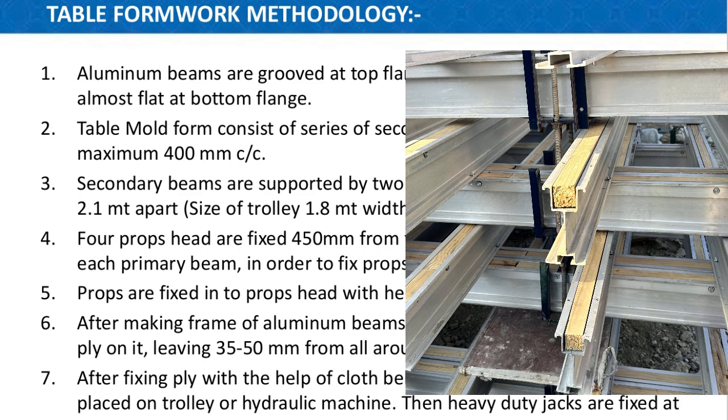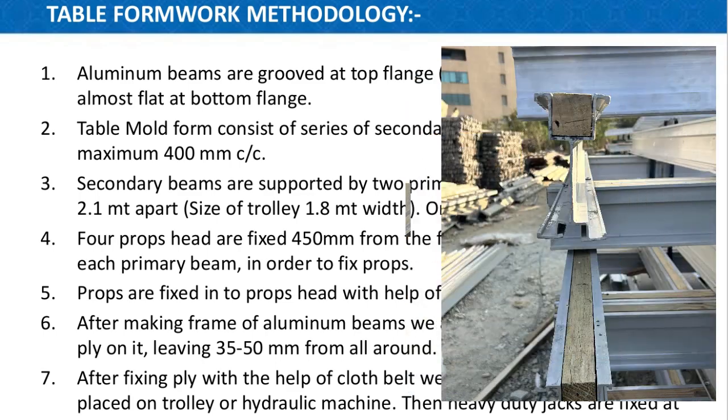So first, we need to group the aluminum beams with the top flange to fix the batten on it and almost flat at the bottom flange. So first thing, we need to take the aluminum beam and fix the wooden batten on the top flange. Then the table mold form consists of a series of secondary beams which are placed maximum 400 center to center, as you see in the picture.